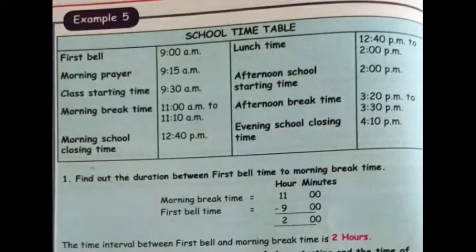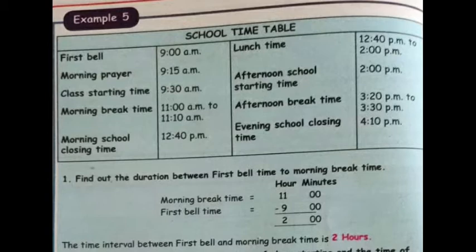Now we are in example 5. Just look at it in your math textbook, page number 78. Example 5. Here the school timetable is there. Just observe this for timing. It will be useful for your upcoming sums.